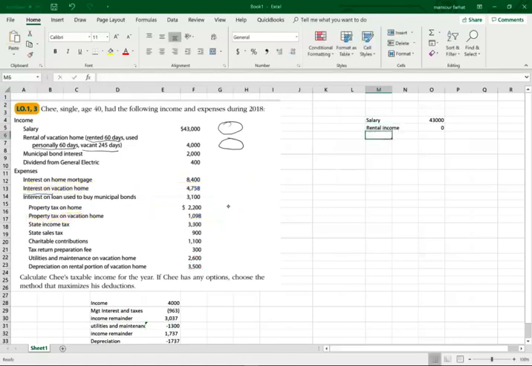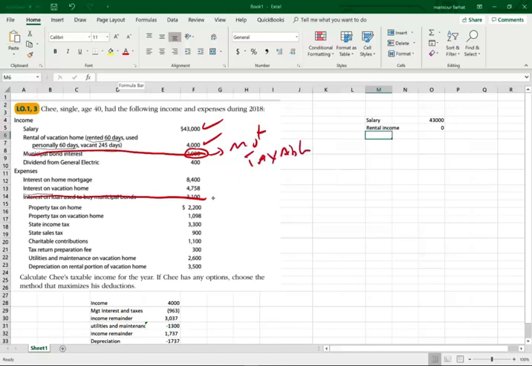Let me just clear this up. So we're done with the salaries, done with the rental. Municipal bond interest, 2,000. Municipal bond interest is not taxable, so that's really out. And any interest on a loan used to buy municipal bonds is not deductible. If we're not going to tax you, we're not going to give you the deduction. So those two are basically silent in a sense. They're not taxable, not deductible.